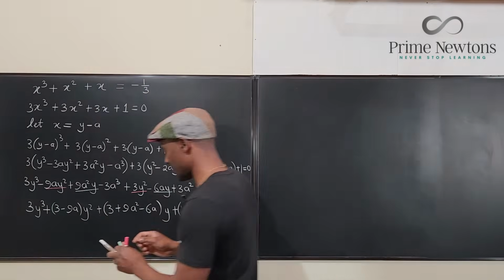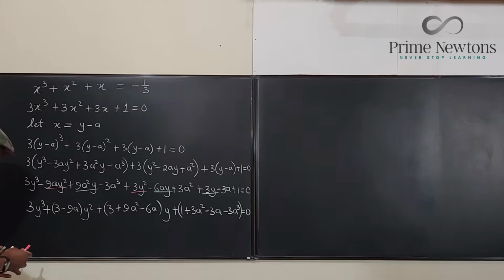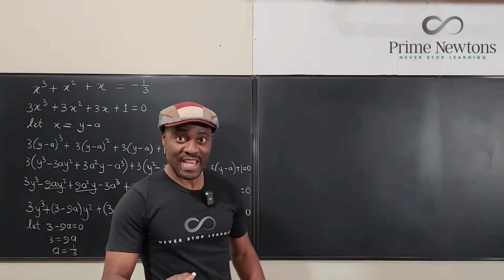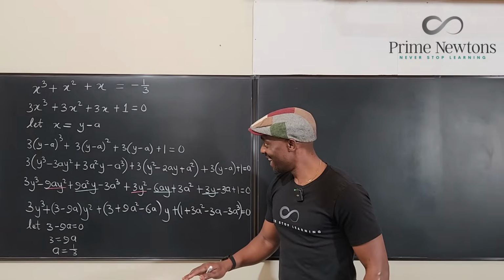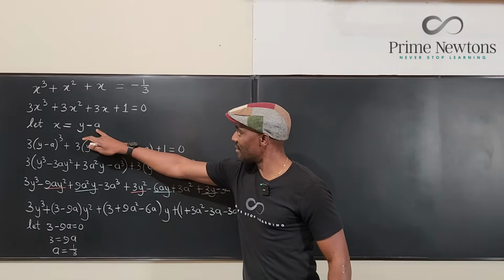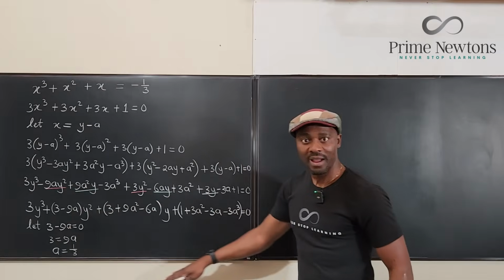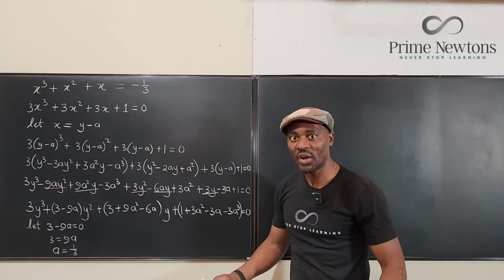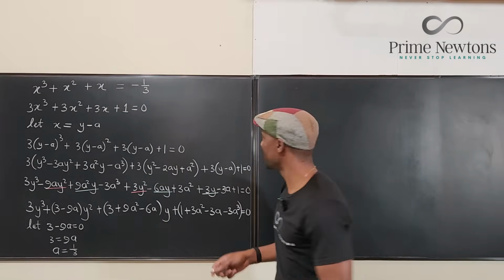If you play around with it, we say let 3 minus 9a be equal to 0, so that you have 3 equals 9a, and then a will be 1 over 3. So if you choose a to be 1 over 3, we can go back here and plug in a as 1 over 3, and things are going to be a lot easier. Okay, we're going to do all the side work.